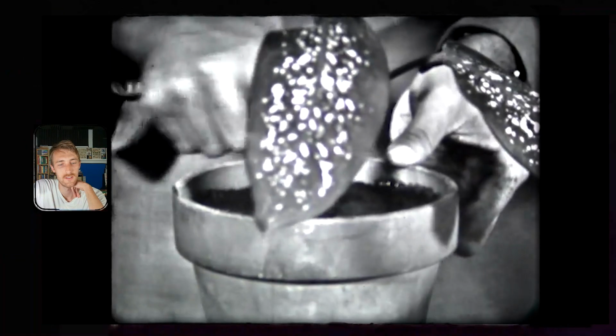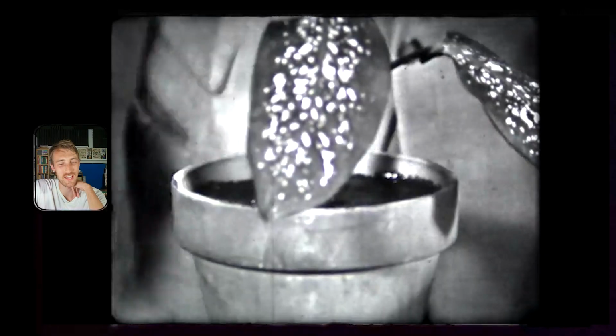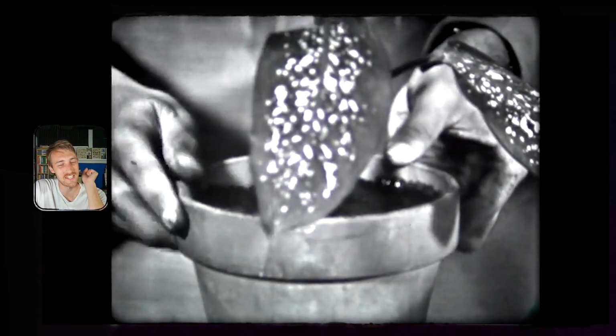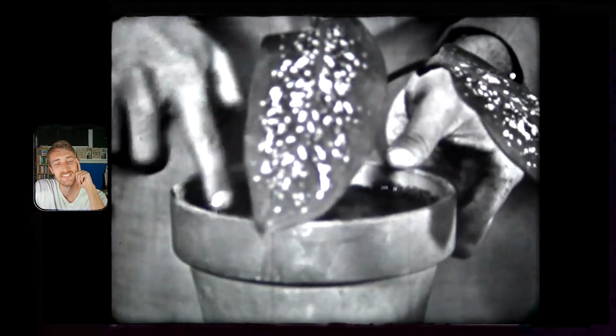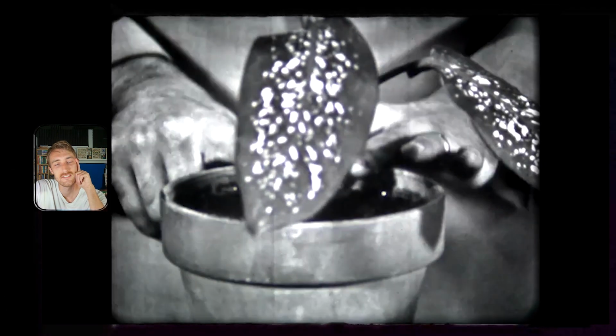You notice, dude, I feel bad for this guy's hands. Like he has all that grape juice and now he just put his hands all in the dirt. He's got to have some sticky fingers. Make sure that our soil is about an inch below the edge of the pot. This is so that we can add water.